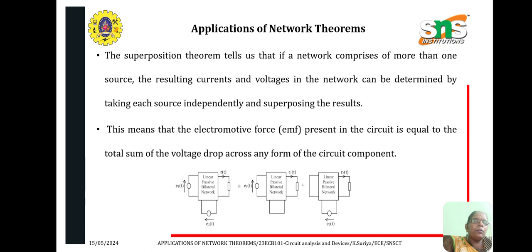First we will see about the applications of superposition theorem. You know that if a network comprises more than one source, the resulting current and voltage in the network can be determined by taking each source independently and superposing the results. This means that the electromotive force present in the circuit is equal to the total sum of the voltage drop across any form of the circuit component.